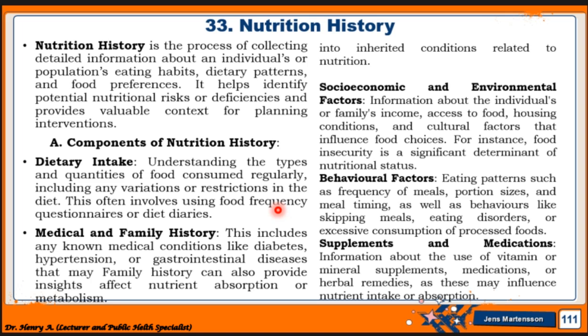You also have supplements and medications. This is where information about the use of vitamin or mineral supplements, medications, or herbal remedies, as this may influence nutrient intake or absorption. So when you have somebody taking supplements, somebody who is on medication, you have to take note of all this so that you know and understand the impact, say of herbal remedies, on the food that is being taken. Some are negative interference, some are of positive interference. So this is very, very important.